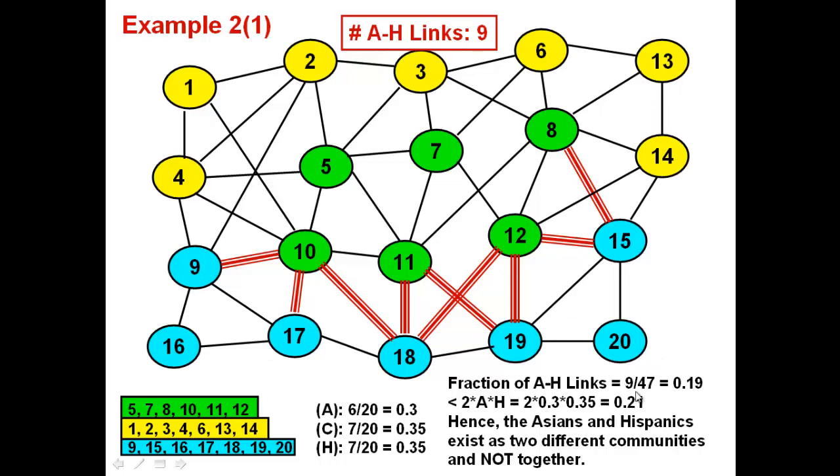So 9 of the 47 links, which is 0.19, is the actual fraction of links connecting the Asian and Hispanic students. Now, what is the expected fraction? For Asian students, we have 0.3 fraction, and Hispanic is 0.35. So the expected fraction of links connecting the Asian and Hispanic is 2 times 0.3 times 0.35, which is 0.21. And the actual fraction is less than the expected fraction. So that means the Asian and Hispanic students exist as separate communities. They are not together as one community.